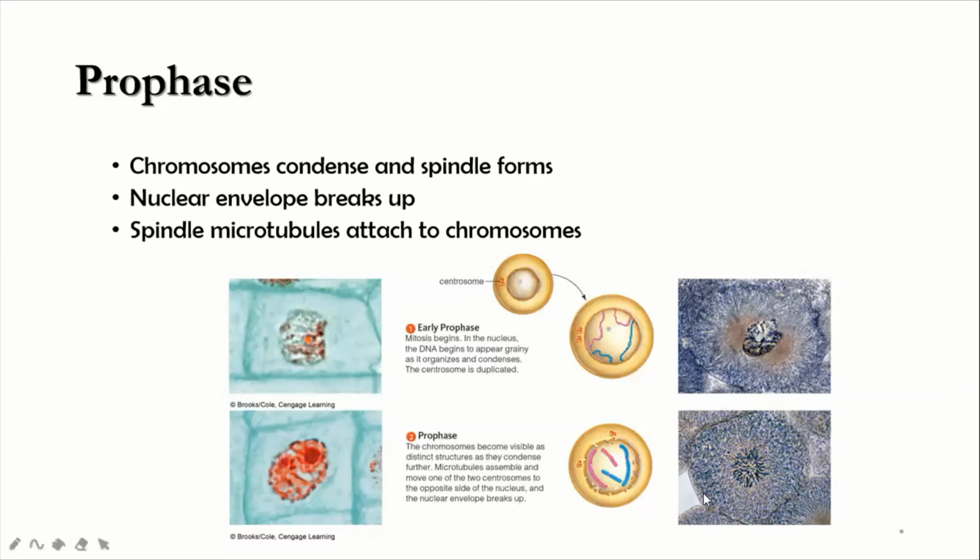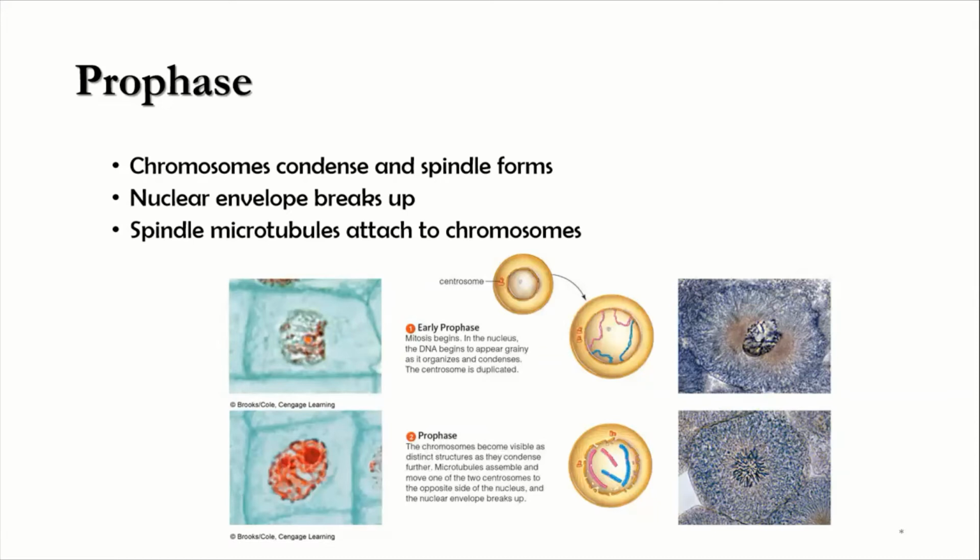In this picture, on your right, you have the animal cell, and on the left, you have the plant cells. The DNA actually begins to appear as grainy structures at the start, but after the start of the prophase, you would see small lines. So the chromosome or DNA becomes distinct, that is the characteristic.